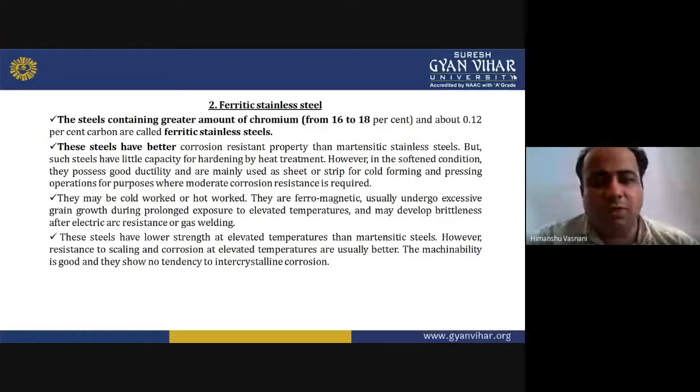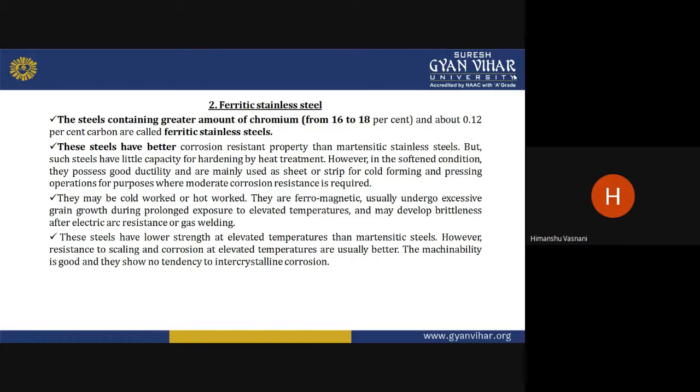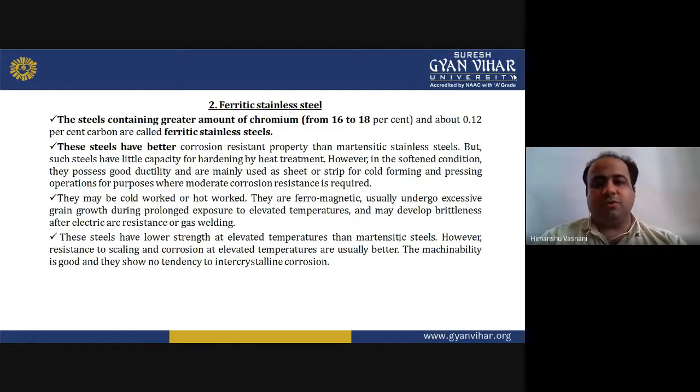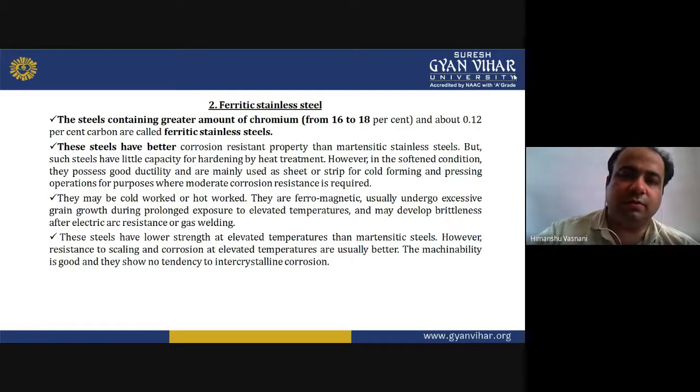Now these steels have lower strength at elevated temperatures than martensitic steels. However, the resistance to scaling and corrosion at elevated temperatures is usually better. The machinability is good and they show no tendency to intercrystalline corrosion. That is their own advantage.